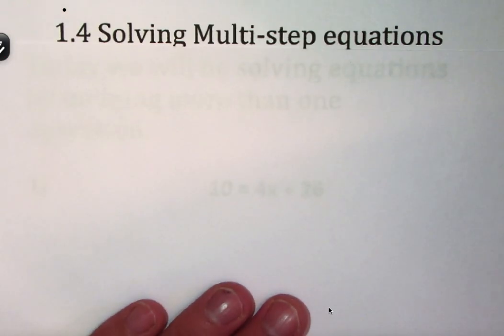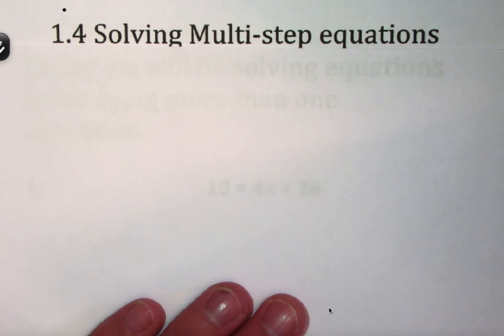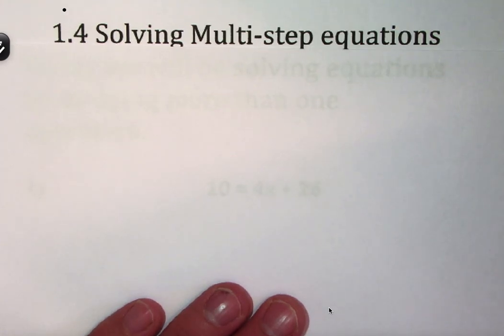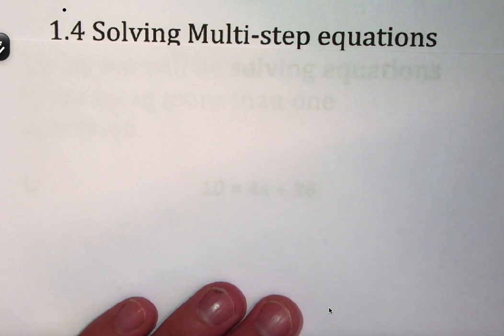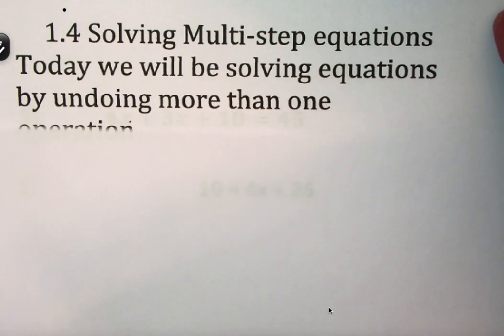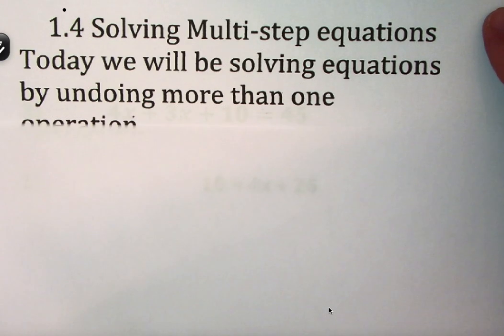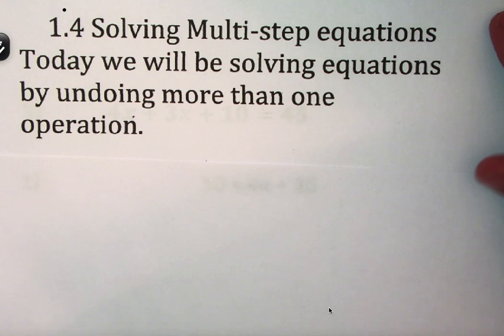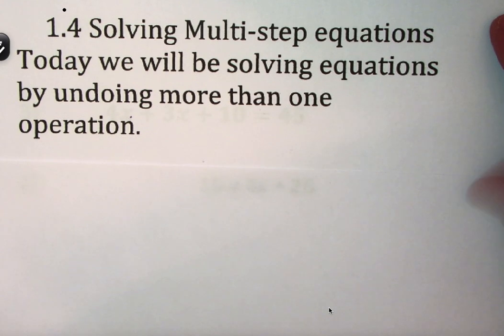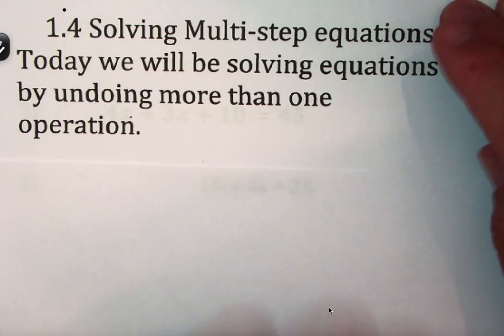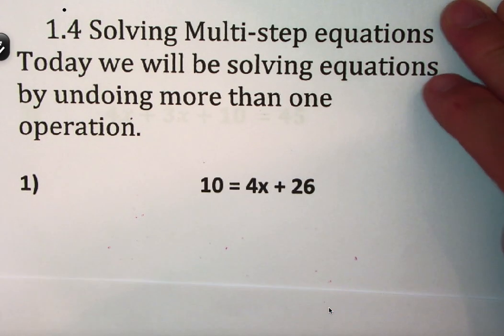So today is 1.4, and you should have done this in 7th grade, but I know it's been a while. We're going to solve multi-step equations, so more than one-step equations. Okay? So today we'll be solving equations by doing more than one operation. Yesterday, and for homework, you only had to do one operation to both sides to solve the equation. Today, we're going to have to do more than one. We're going to have to add and then divide, or divide then multiply. We're going to have more than one operation that we have to undo. Okay?